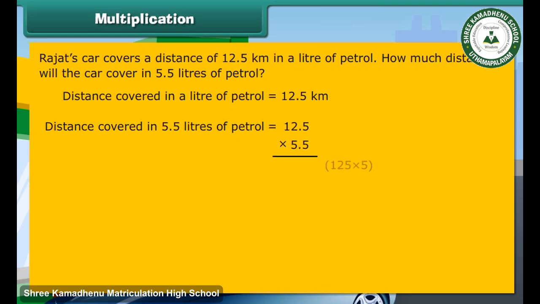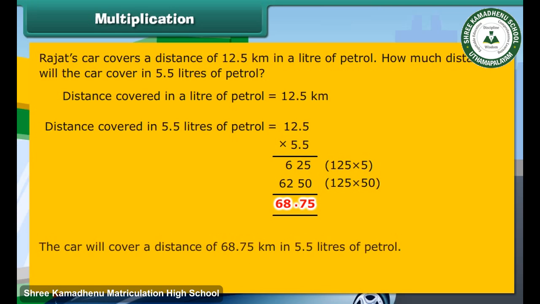First, we multiply 125 by 5. Then we multiply 125 by 50. We add the two products to get 6,875. As there are two digits after the decimal point, one in 12.5 and the other in 5.5, we count two digits from the right and place a decimal point before 7 in the result. Therefore, the car will cover a distance of 68.75 km in 5.5 litres of petrol.